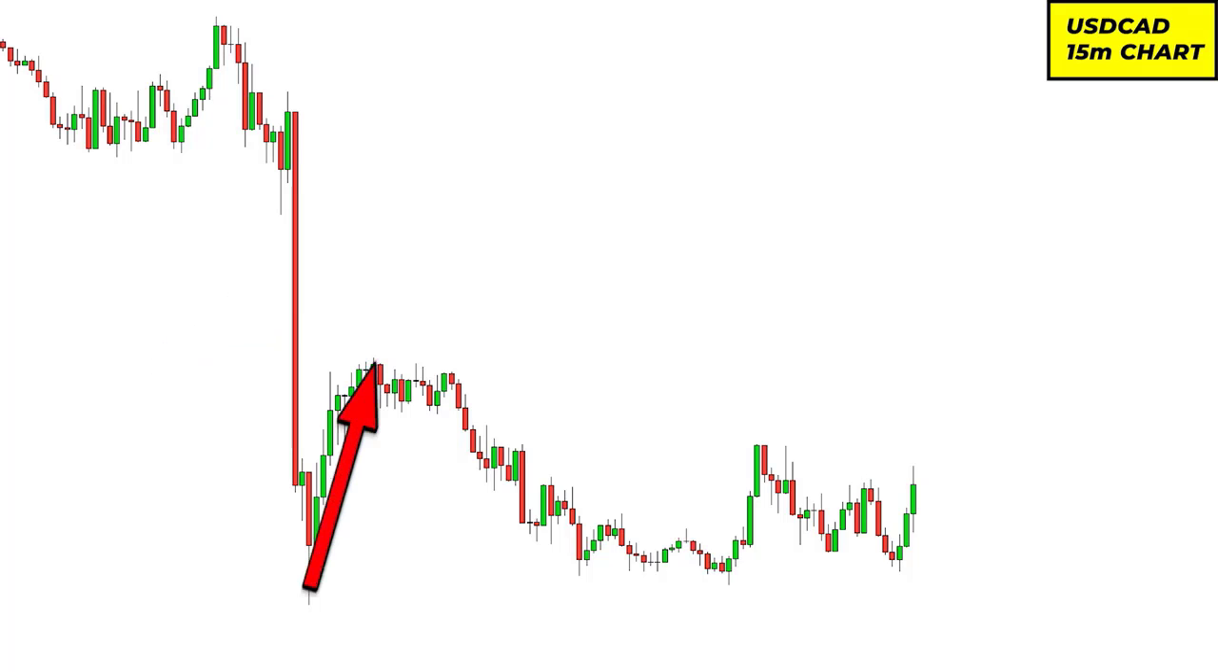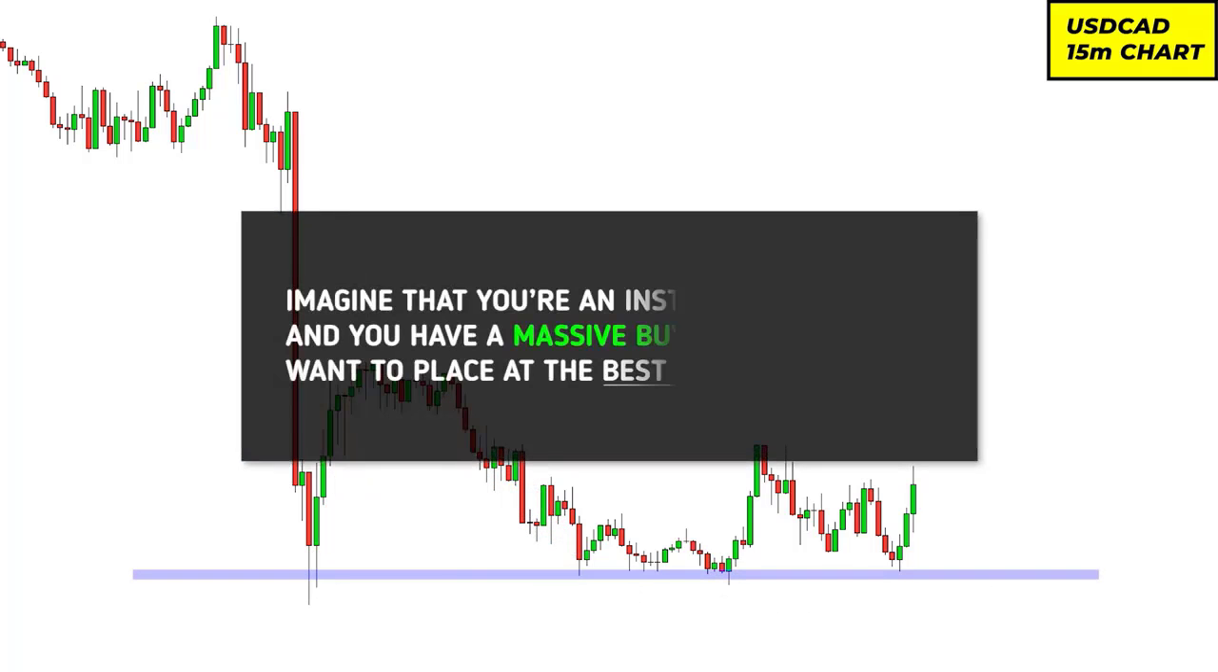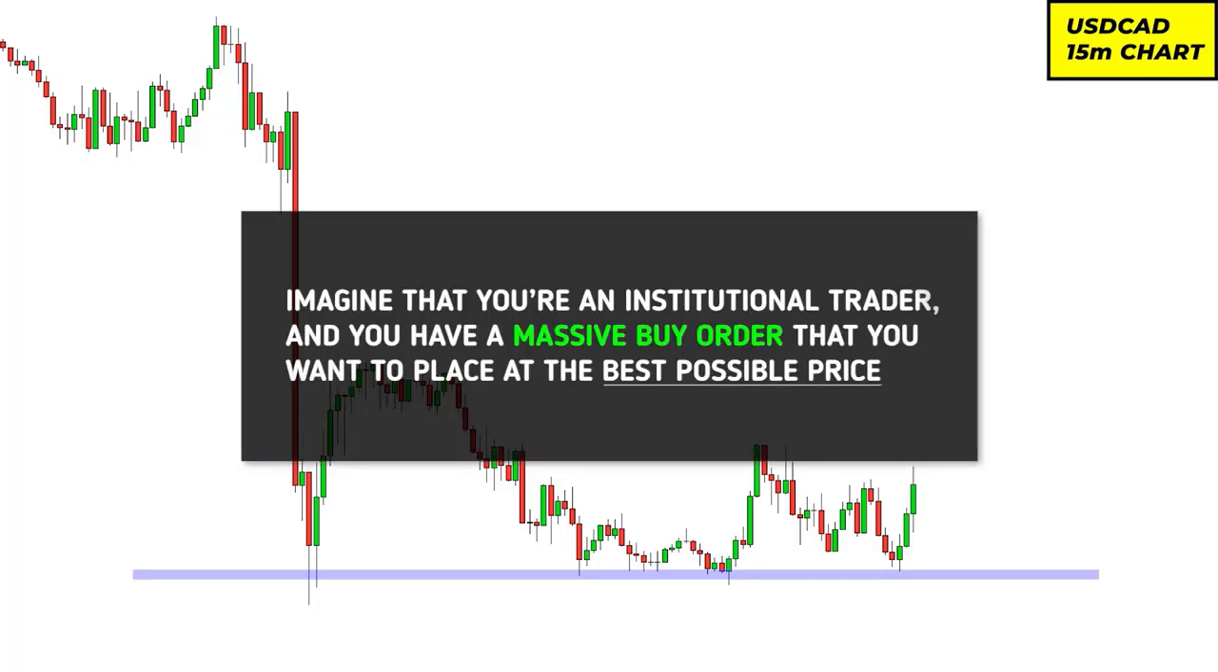Then we see a pullback, followed by another attempt from price to move down, which finds support multiple times. So we have a clear level of support coming in here. Now, I want you to imagine that you're an institutional trader and you have a massive buy order that you want to place at the best possible price.